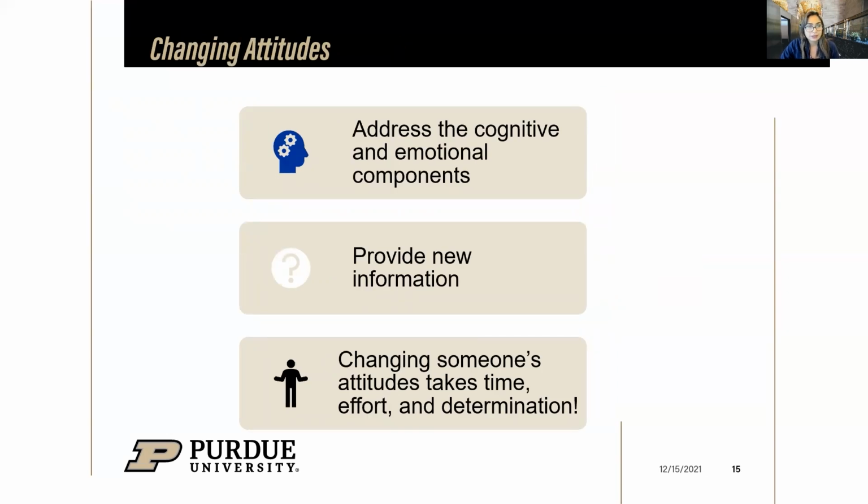In order to change somebody's attitude, the cognitive and emotional components of that particular attitude need to be addressed. We need to provide new information in order to either negate or reinforce the existing information present in an individual, thus creating the attitude of an individual towards that specific attribute that we are looking at. And we should always be cognizant of the fact that changing someone's attitude takes time, it takes effort, and it takes determination. You cannot expect to change an attitude of an individual overnight.